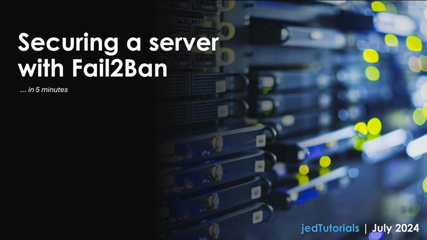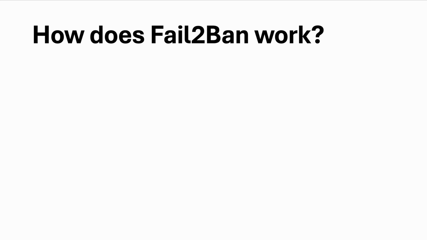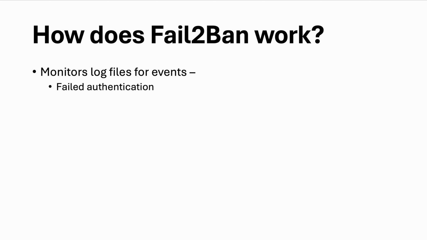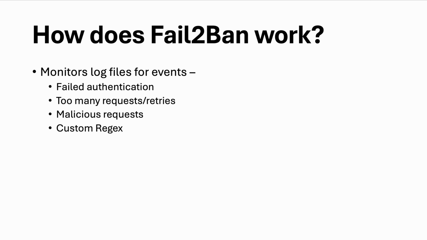Before we dive in, let's take a quick look at how Fail2Ban works under the hood, so we can understand exactly what it is we're configuring. In short, the main function of Fail2Ban is to monitor log files for any lines that show suspicious activity. This could be failed authentication, where a user is trying to access a server with invalid credentials, too many requests, which may indicate spam or a DDoS, malicious requests, where users might be trying to access content that's forbidden, or any other custom rules that we want to look out for. These are all defined with regex.